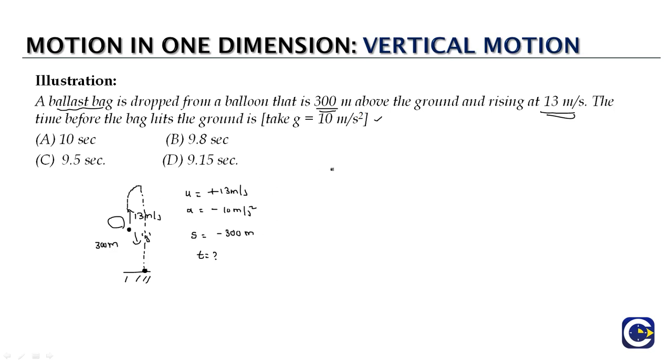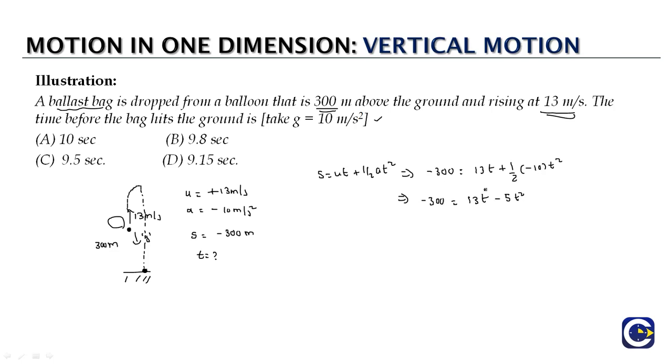So we'll use the relation S equals ut plus half at square, which means minus 300 is equal to, since all these variables are in the SI system, we will omit the units and just do the calculation in terms of numbers. Minus 300 is equal to u is 13, so 13t plus half into a is minus 10 into t square. So what we have is minus 300 equals 13t minus 5t square.